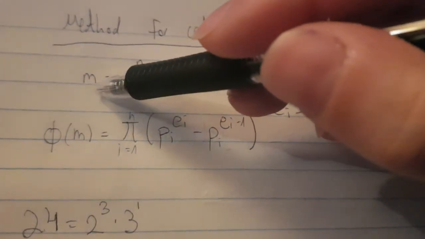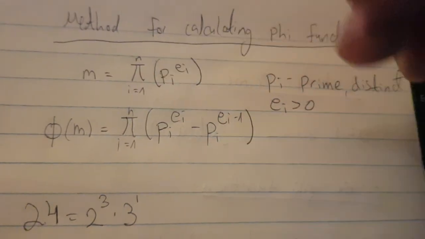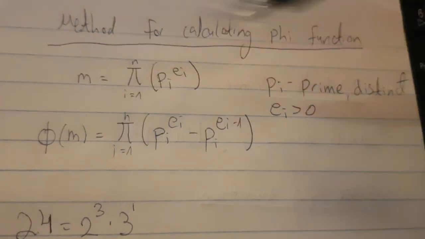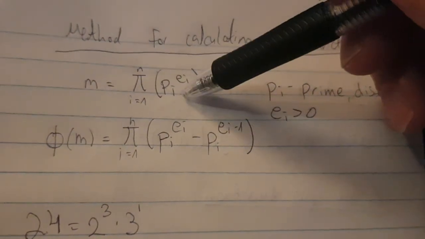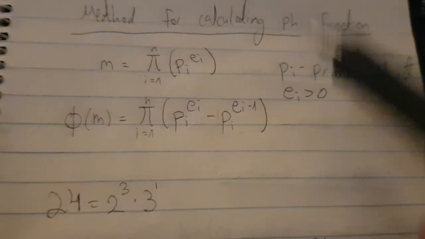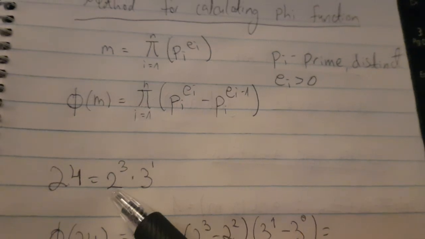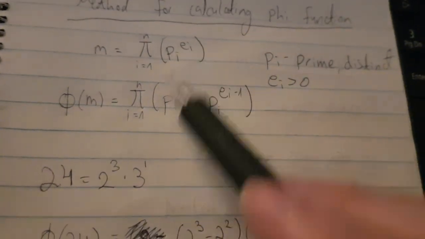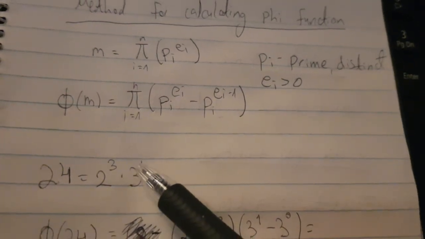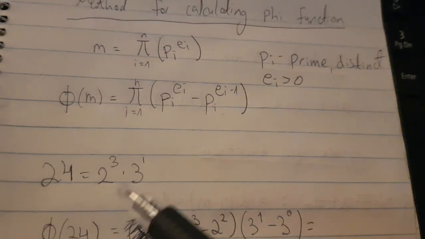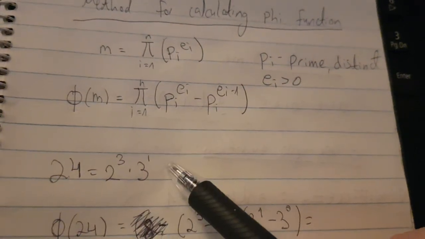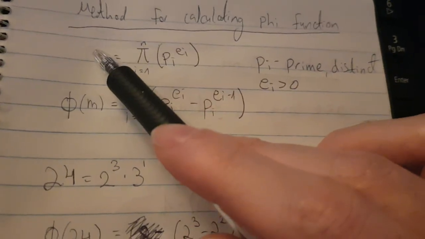We can break this number into a multiplication of prime numbers. So m can be looked at as a product of primes. For example, if we are looking at 24, I can look at it as 2, which is a prime number, to the power of 3, times 3 to the power of 1. This is how I can break this number into distinct prime numbers with a power for each one of them. This is the formula for this.